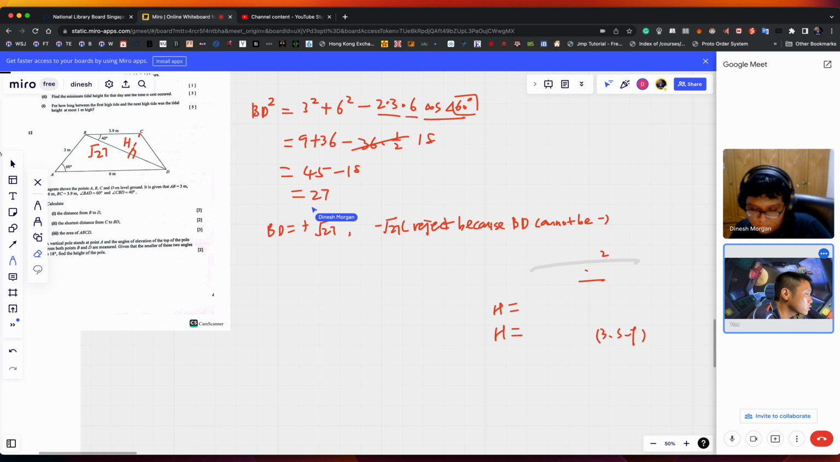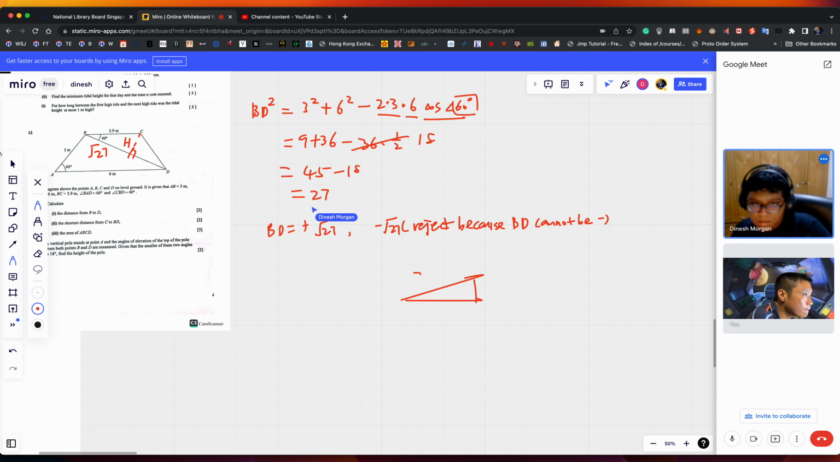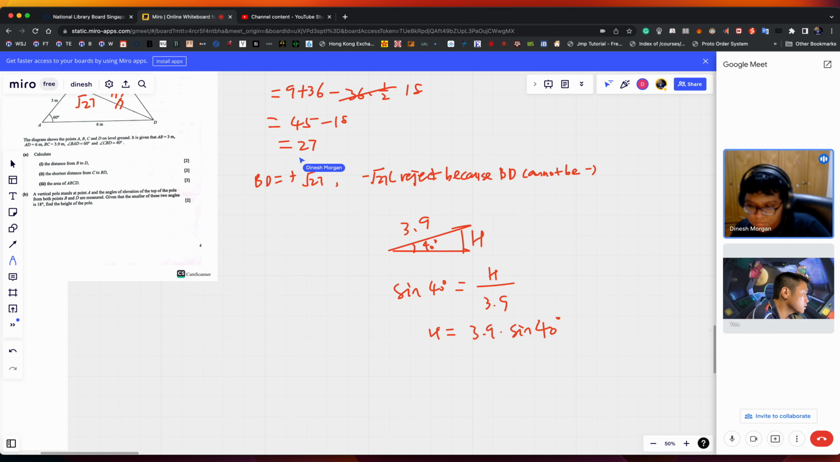You have the opposite, then you have the hypotenuse. You need to use sine, right? Yes. Sine 40 is the opposite divided by this. So h is equal to 3.9 times sine 40. Sine 40 is not a special angle.